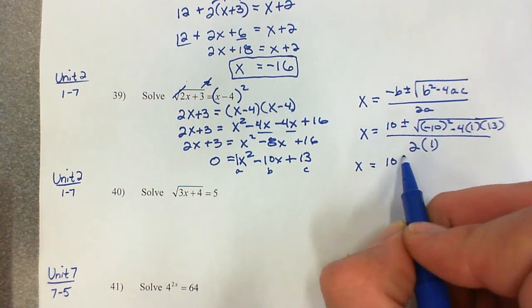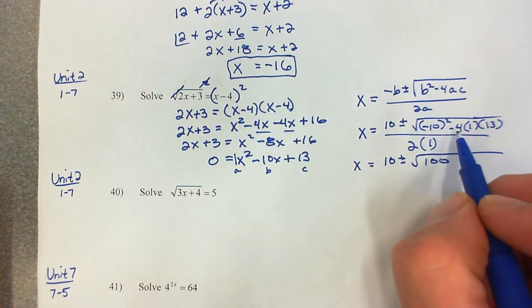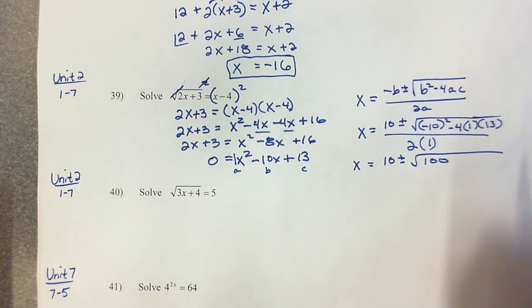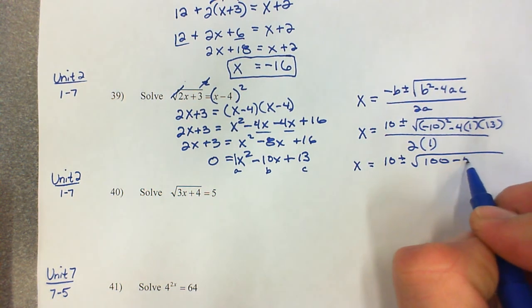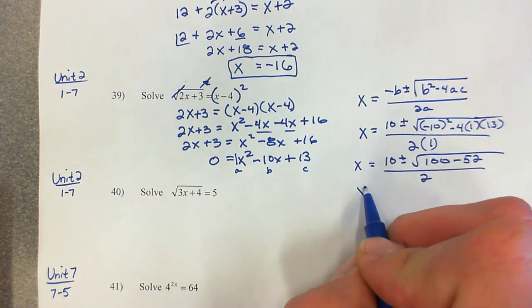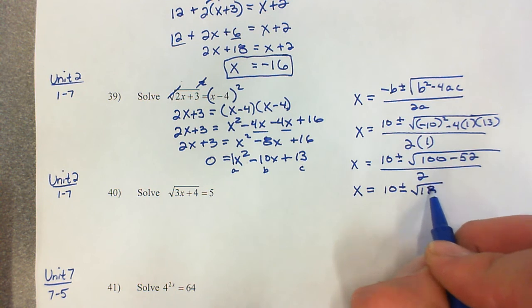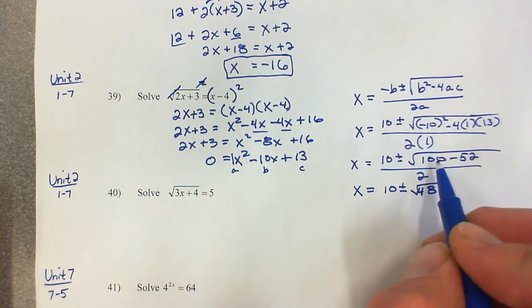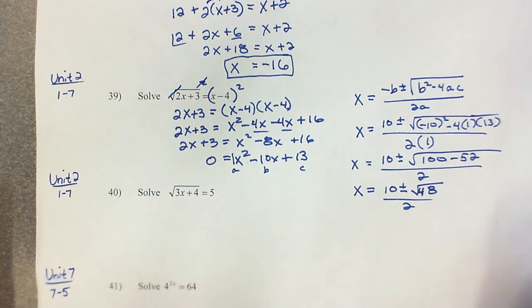So here x equals 10 plus or minus the square root. Negative 10 squared is 100. Negative 4 times 1 is negative 4. Negative 4 times 13, what's that? 4 times 13, that's 52. So this is minus 52 all over 2 times 1, which is 2. So then x equals 10 plus or minus the square root of 48. 100 minus 52 is 48 over 2. But then that can reduce.